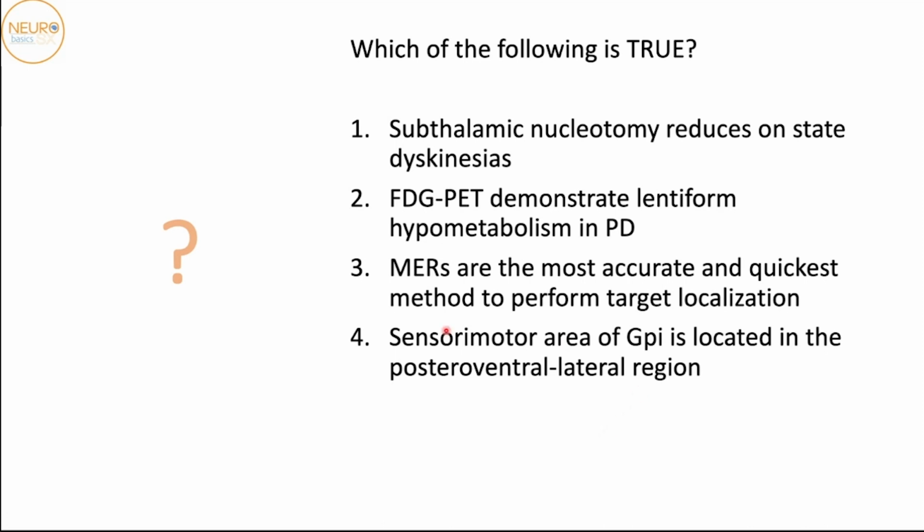Yeah, so the answer is 4. It is the sensory motor area of the GPI located in the posteroventral lateral region. So subthalamic nucleotomy will not reduce on-state dyskinesias. There is the potential for it to actually induce dyskinesias. FDG PET would demonstrate hypermetabolism in the lentiform in PD and hypometabolism in Parkinson plus disorders. MERs are an accurate method to perform target localization, but they take time. They're definitely not the quickest.